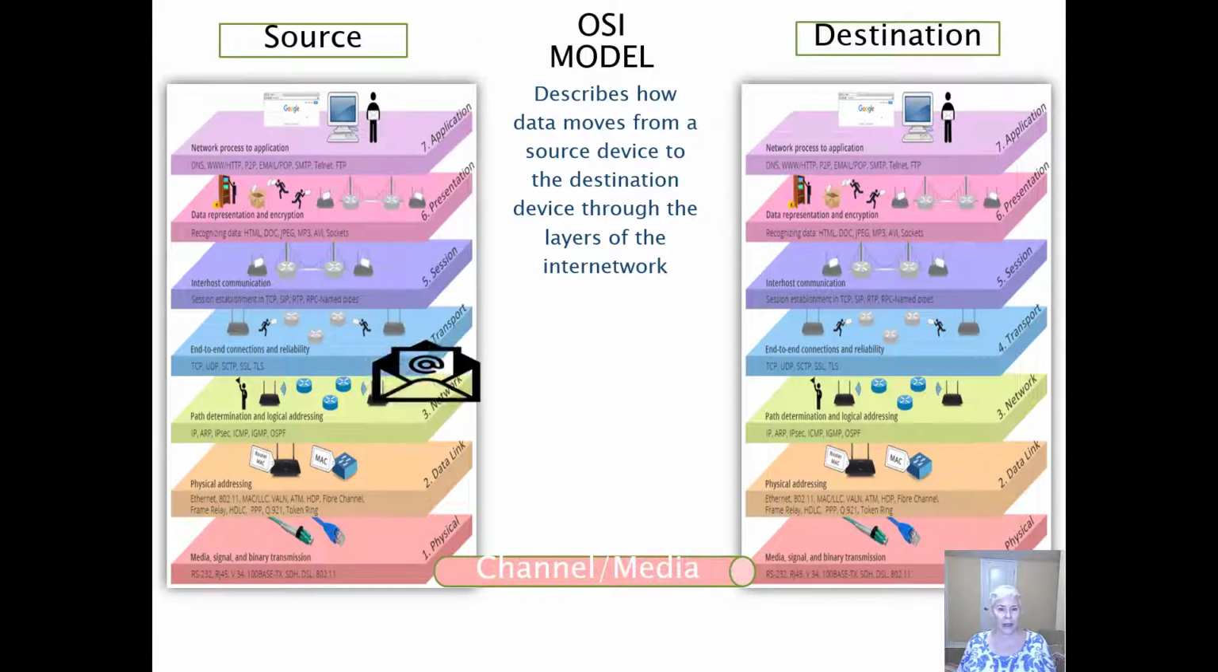Here's our email. It's going to move down through the OSI model, picking up information at each layer. It will move across the channel and start to go to the destination, where the items that were picked up on the source side will begin to be pulled off and then delivered to the destination.